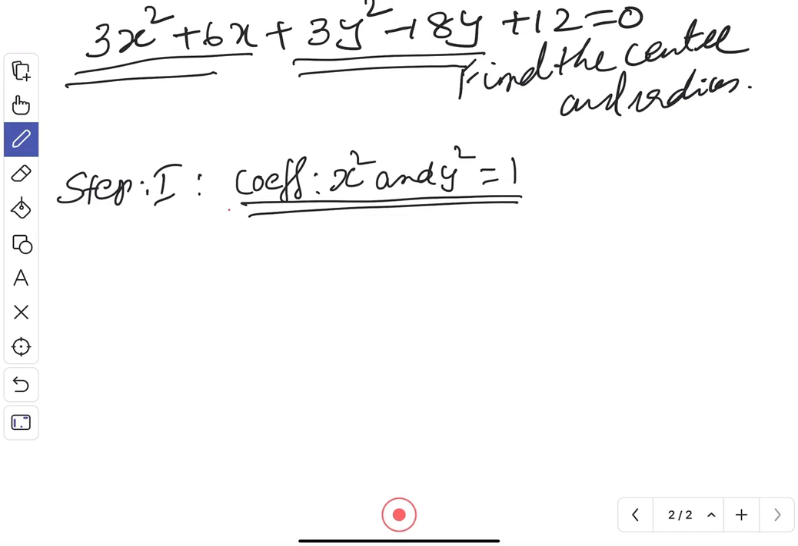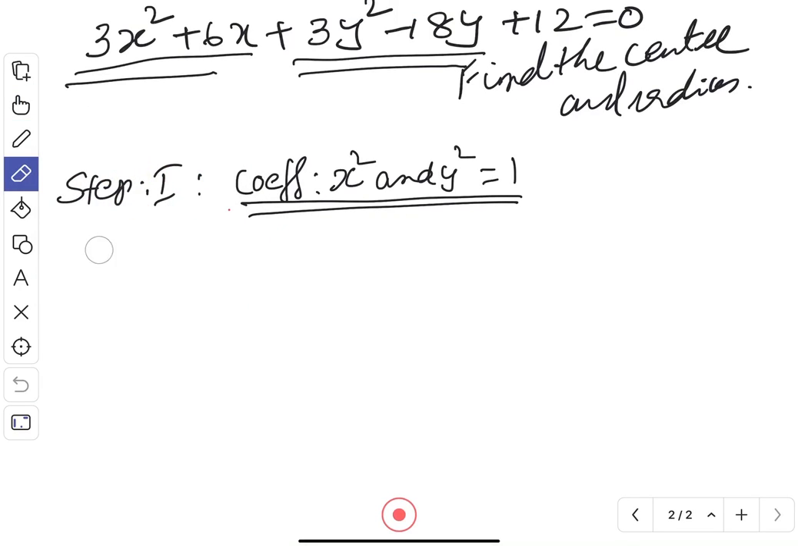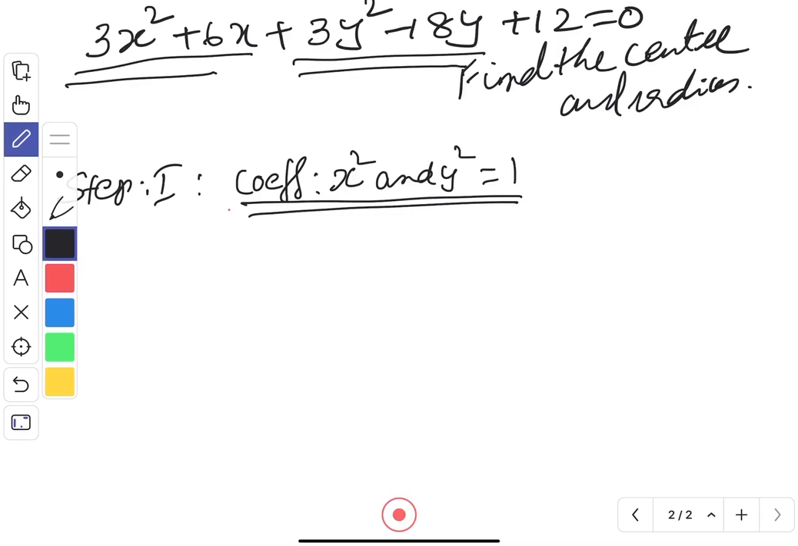So what do I do here? I take the 3 as a common factor. I divide by 3, so division by 3.